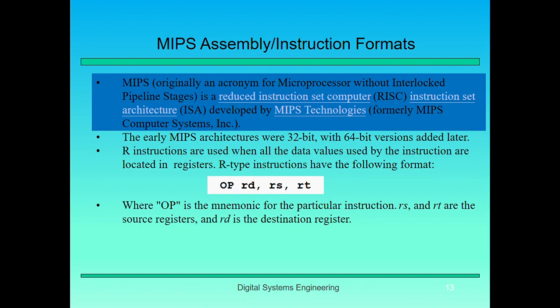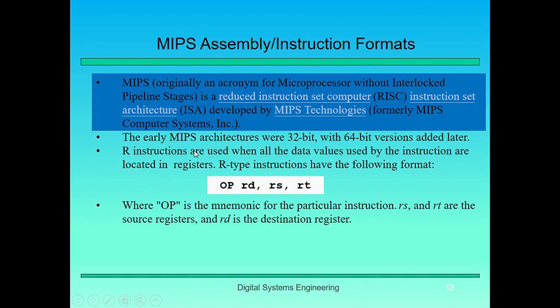So MIPS is an abbreviation of microprocessor without interlocked pipelining stages. MIPS is a reduced instruction set computer, we also call it RISC. It is an instruction set architecture, ISA, developed by MIPS Technologies. The early MIPS architectures were 32-bit, but nowadays we also have 64-bit architectures.